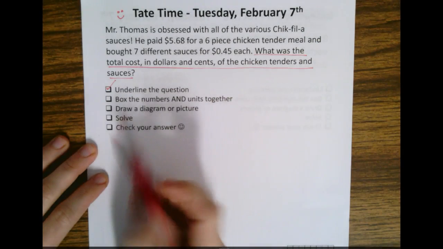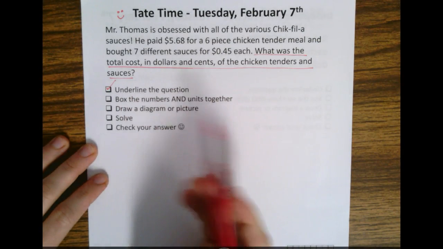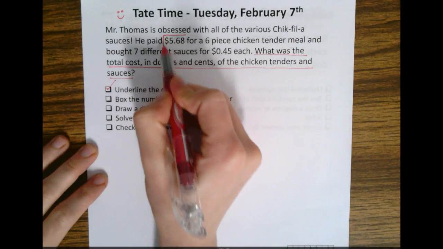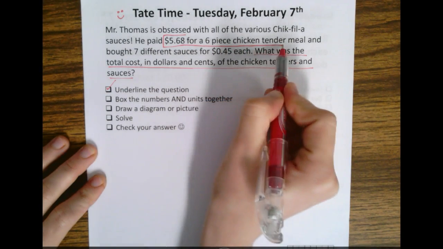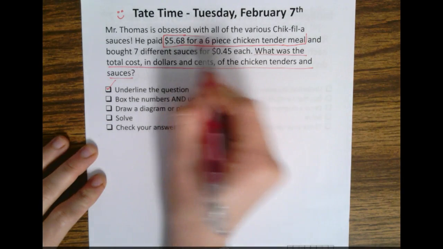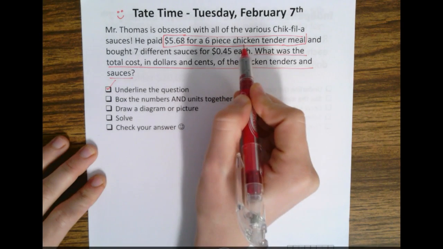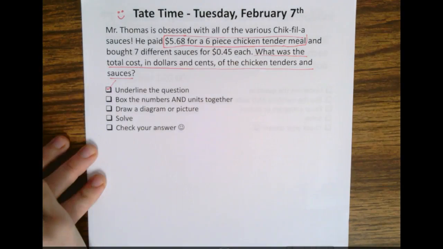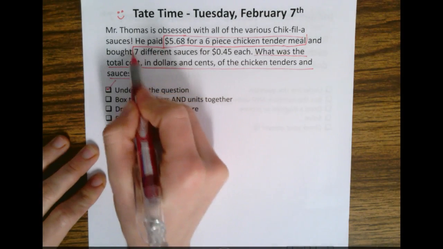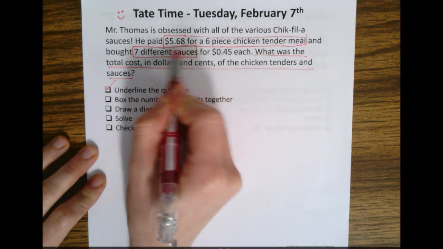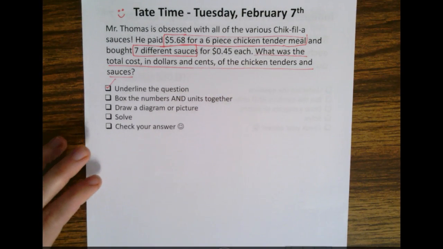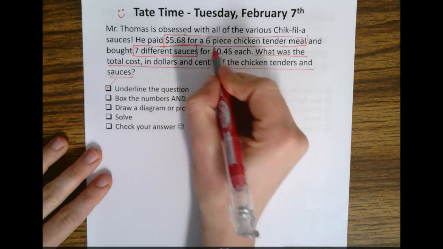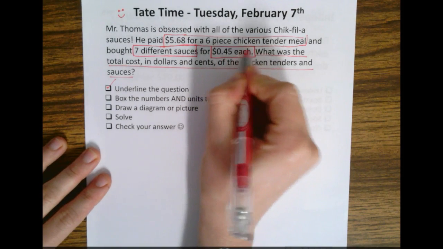So right now we're going to go back into the problem and box the numbers and units. So I see this $5.68. What is that for? That's for our 6-piece chicken tender meal. This connects to the question because it says I need to know the price of my chicken tenders. Then it says he's going to buy 7 different sauces. And Chick-fil-A knows that they can make a profit, meaning they can make some money, if they charge for their sauces. So they charge 45 cents for each of those sauces.